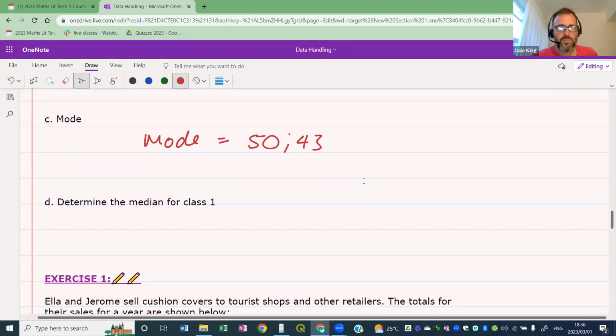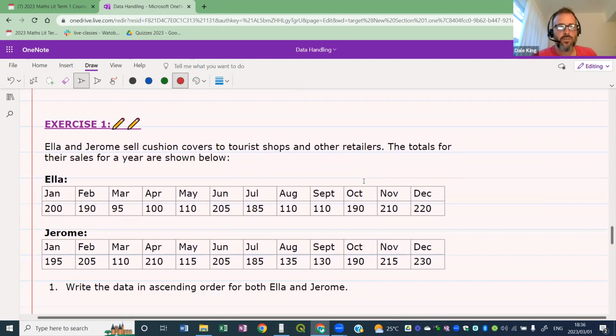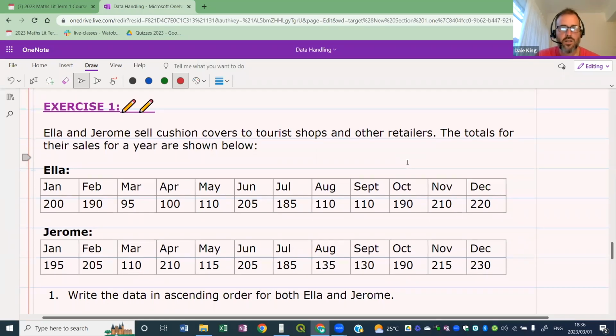Don't worry about question D. Let's see what data set you have over here. All right, Ella and Jerome sell cushion covers to tourist shops and other retailers. The totals for their sales are shown below. We've got Ella and Jerome's sales for 12 months of the year, how many cushions they sell. Now, I don't know if you can see it, but I can see that these numbers are not in order. That's very unfortunate, but it's good practice. So you practice for the worst case scenario, and then if the numbers do come up in order in the exam, it's a lot easier.